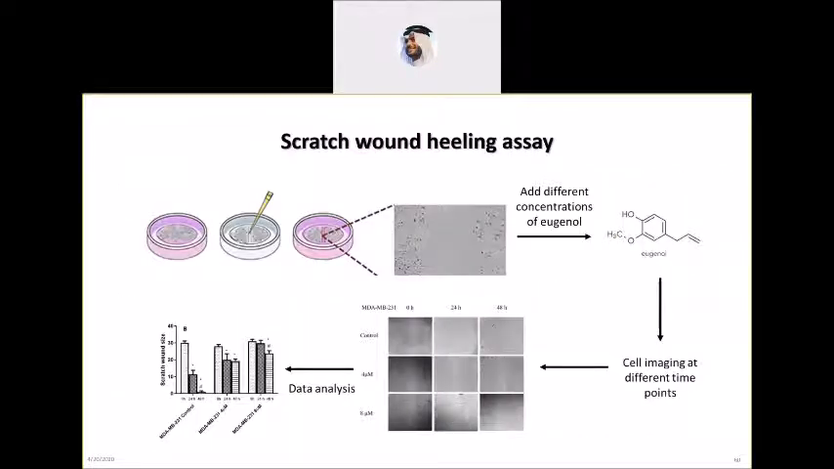Also, we use in our work the scratch wound healing procedure or assay to detect the ability of phegenol to inhibit cell migration.